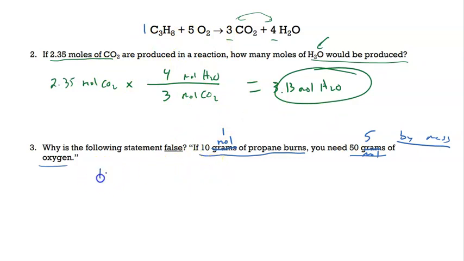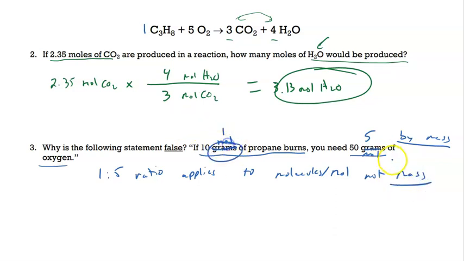All right. So the 1:5 ratio applies to molecules or moles, not mass. And grams is a mass measurement.